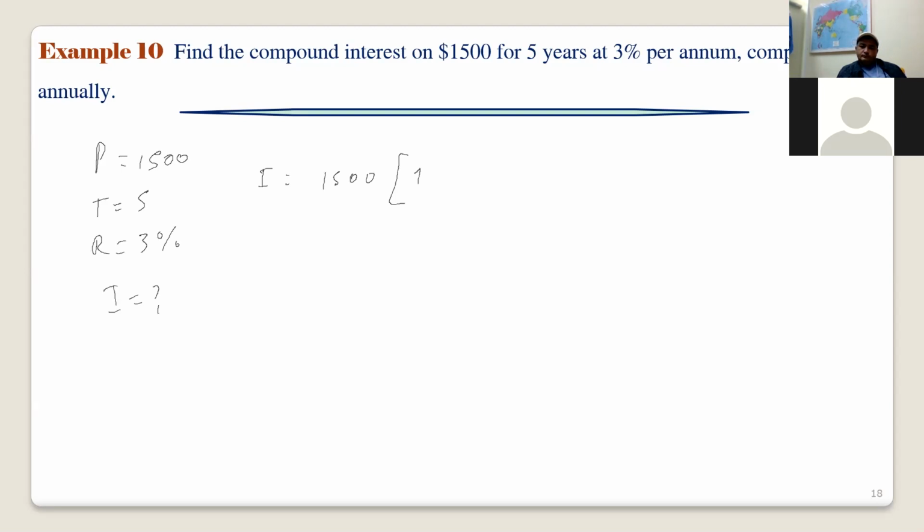Wait, what was the formula again? Let's write the formula first, and after you'll substitute the values. P times, in brackets, 1 plus R to the power of T. That is equal to A, right? That's the amount, not the interest. So to find I, we need the difference. A minus P gives us the compound interest.